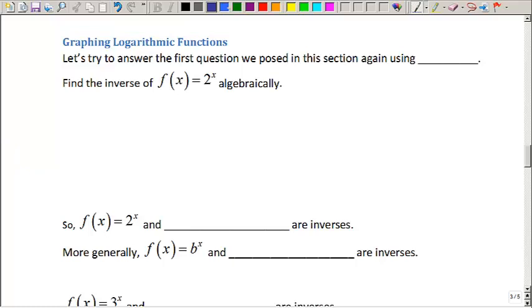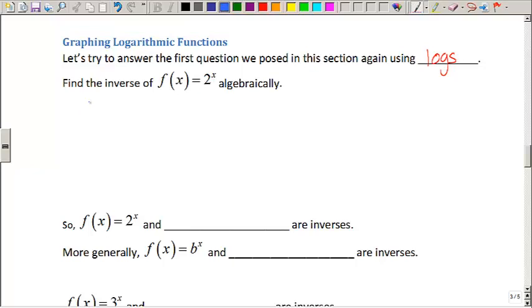Next, we're going to graph logarithmic functions. So let's try to answer the first question we posed to you in this section again, but this time using logs. Now that we have the notation down of a log, we want to be able to find the inverse of f of x equals 2 to the x algebraically.